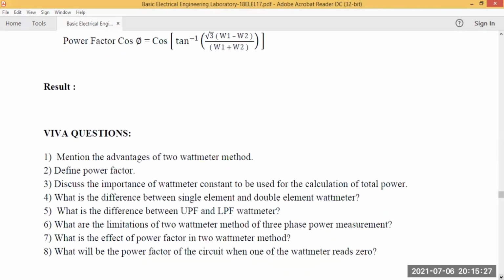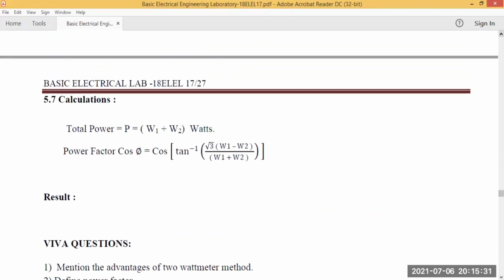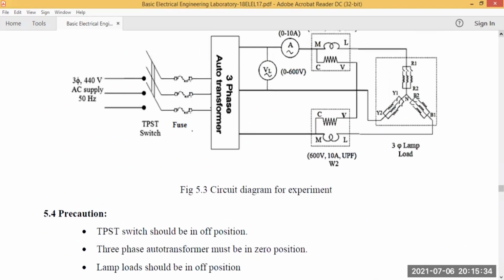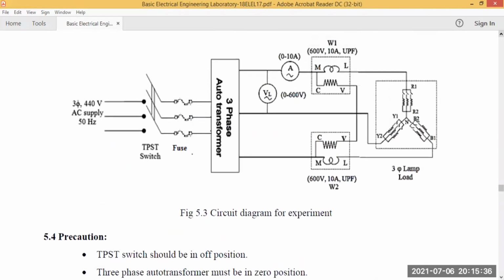These are some of the viva questions we need to focus on here. The objective of this experiment is to measure the three-phase power, and also to calculate the power factor by using the two wattmeter method.